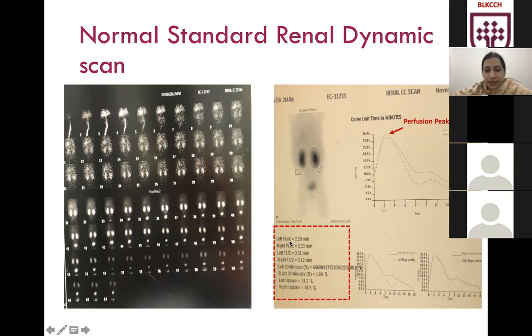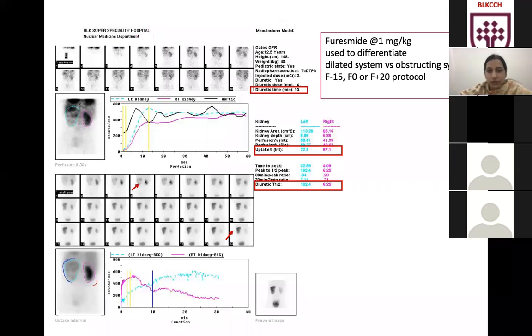So in this scan, this is a normal DTPA. The perfusion panel is normal, with the peak happening in both the kidneys at 2.2 minutes and 2.23 minutes. Left T half was 3.5 minutes, and uptake in the left and right kidneys was also normal.